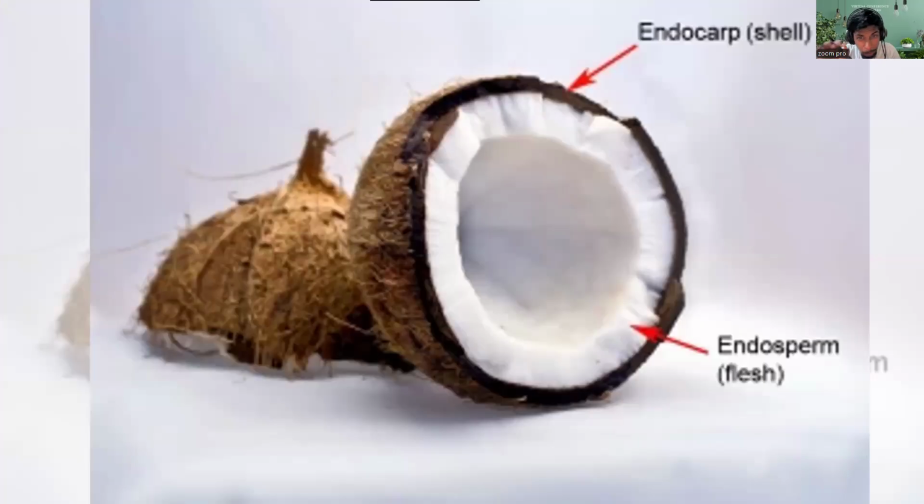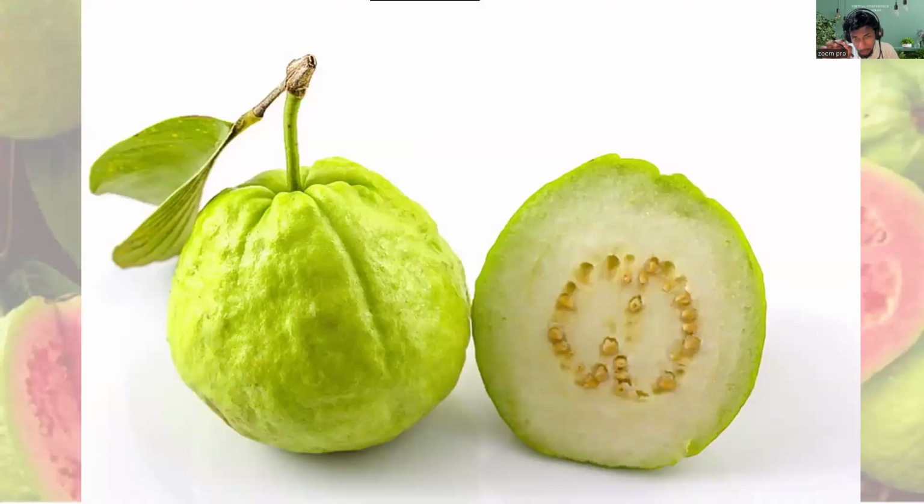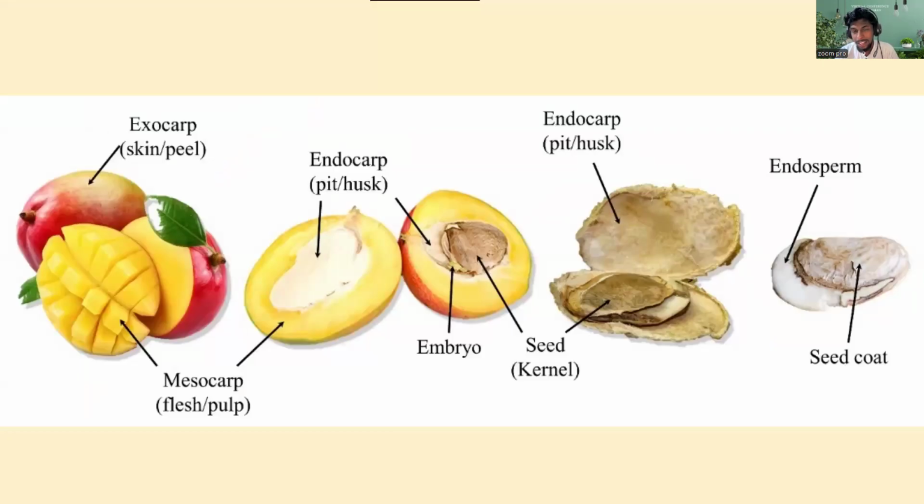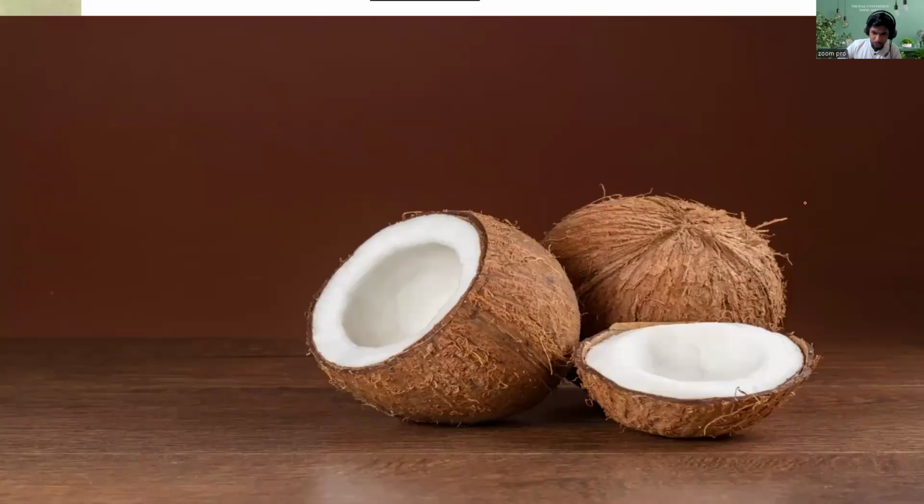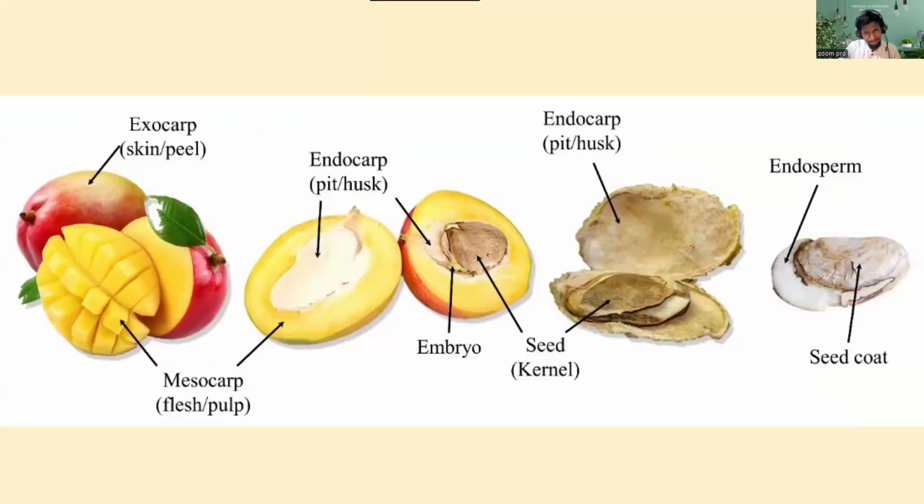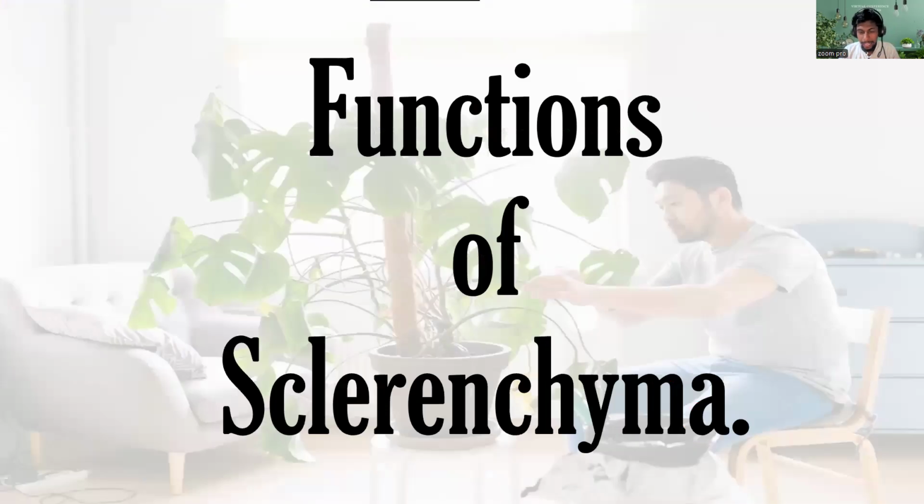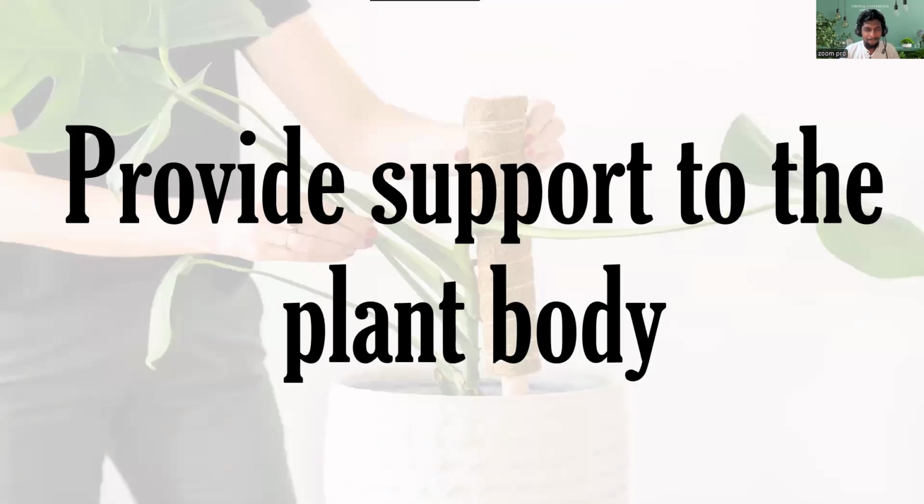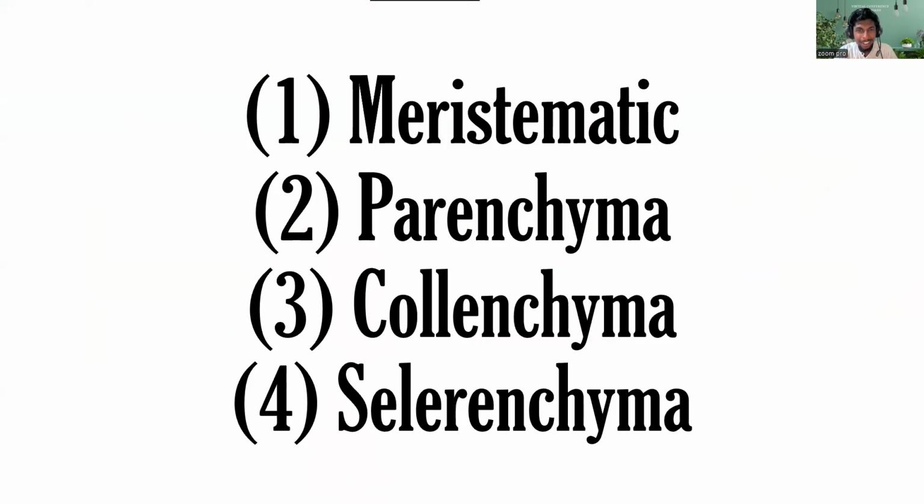So they are responsible for the hardest part, and the parenchyma is responsible for the softest part. Also the endocarp of the guava is made up of sclerenchyma, right? And the function? They provide support, because they help the plant to be strong, right?